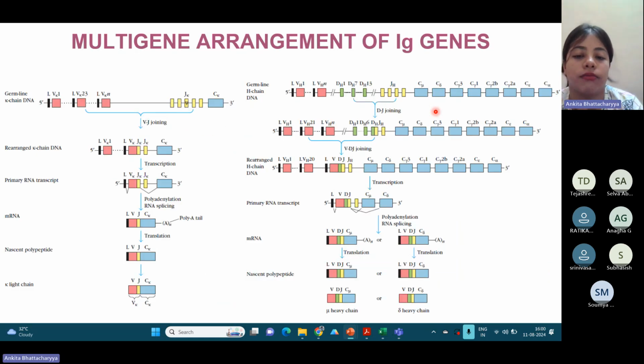Now here, it's again a schematic representation of something you're already familiar with, but we'll go over the process once again so that if there is a doubt, we can address it.